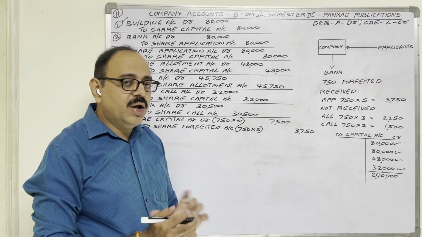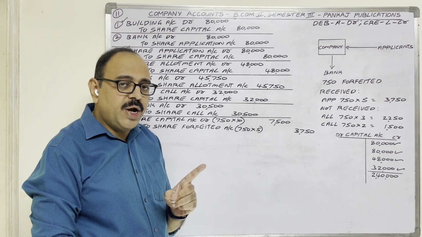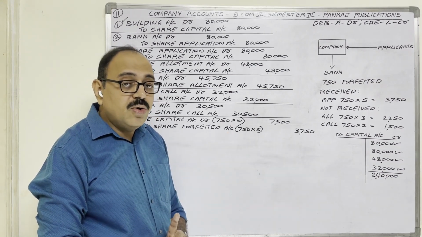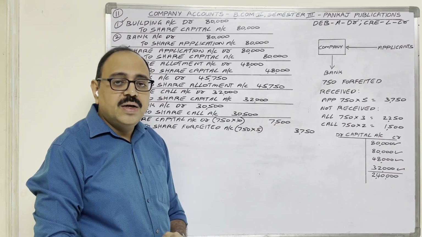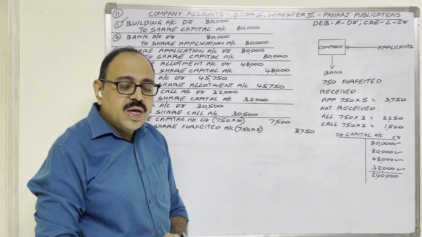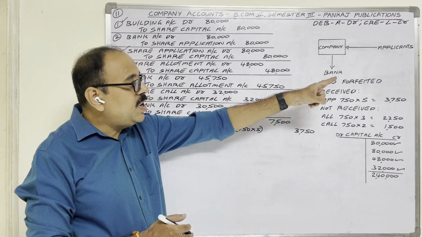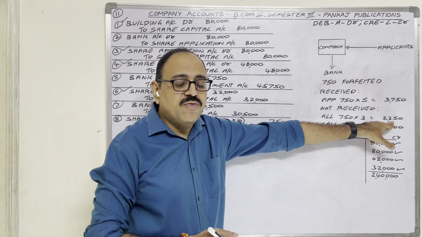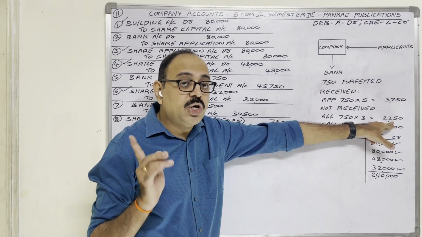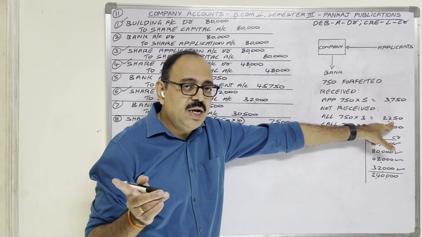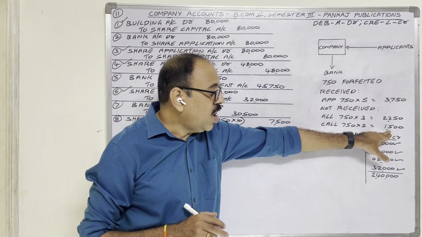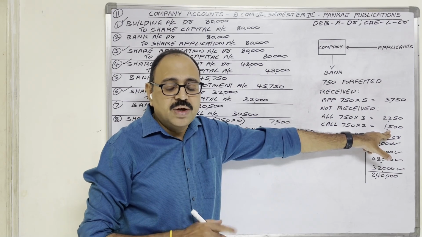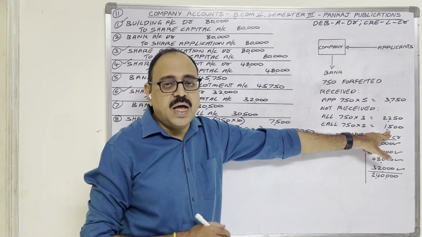Next, share allotment account, share call account. These two accounts are not yet closed now. In share allotment account, there is a debit balance of 2,250. In share call account, there is a debit balance of 1,500. Debit balances means what? In books we wrote that from applicants on allotment 2,250 should come. For 2,250, applicants are debtors. Debtor means asset, that is why debit balance. Call money also same. From applicants 1,500 call money should come.